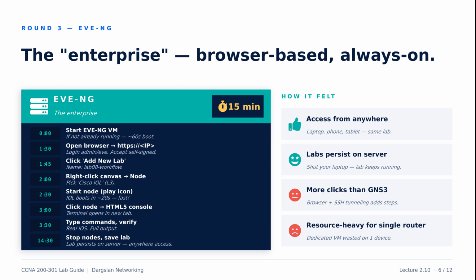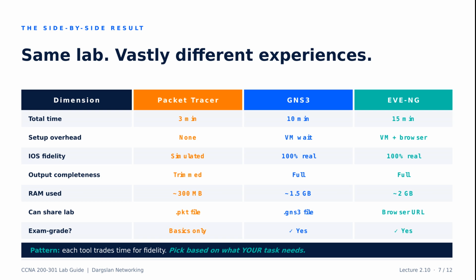Round 3, EVE-NG, and now we're at 15 minutes. But here's the twist. Most of that is just the lab sitting there, persisting. The actual setup flows nicely once the VM is up. Browser to the IP, login, drag a Cisco IOL node onto the canvas, and IOL boots in about 20 seconds. Genuinely fast. The trade-off is more clicks than GNS3, and spinning up an entire enterprise platform for one router feels like bringing a forklift to carry a coffee cup. But shut your laptop, walk away, and the lab's still running. That's the enterprise pitch.